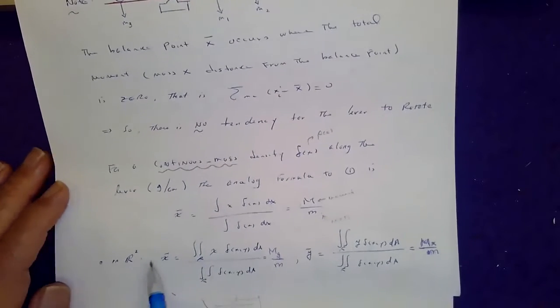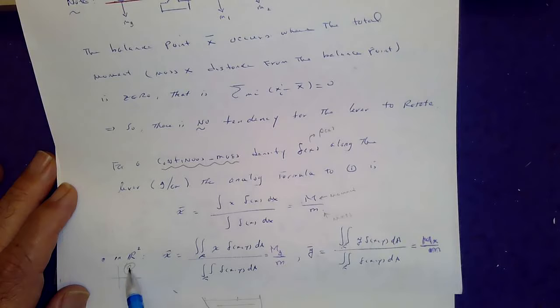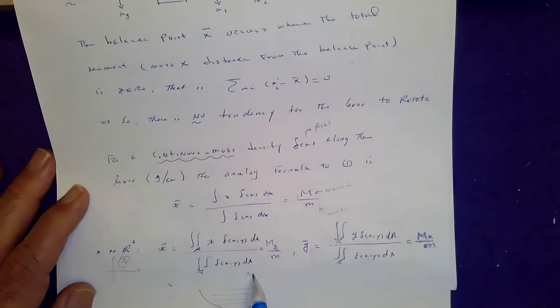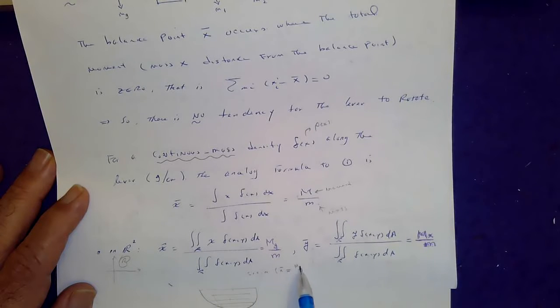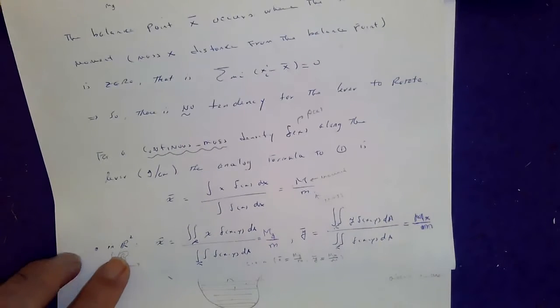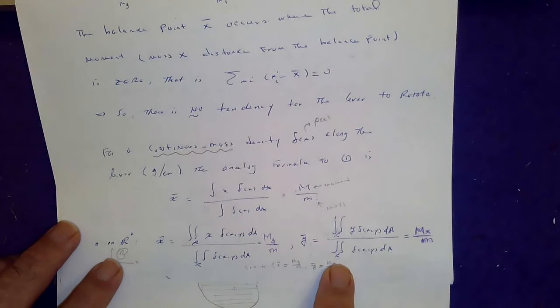So if you happen to be in R2, that means you are in the xy plane, and here is your region R. Then the center of mass is defined as x bar equals moment about the y-axis over m, and y bar is equal to moment about the x-axis over m. In other words, the center of mass is an ordered pair now. It's not just a single number, because you're dealing with a region in the xy plane.